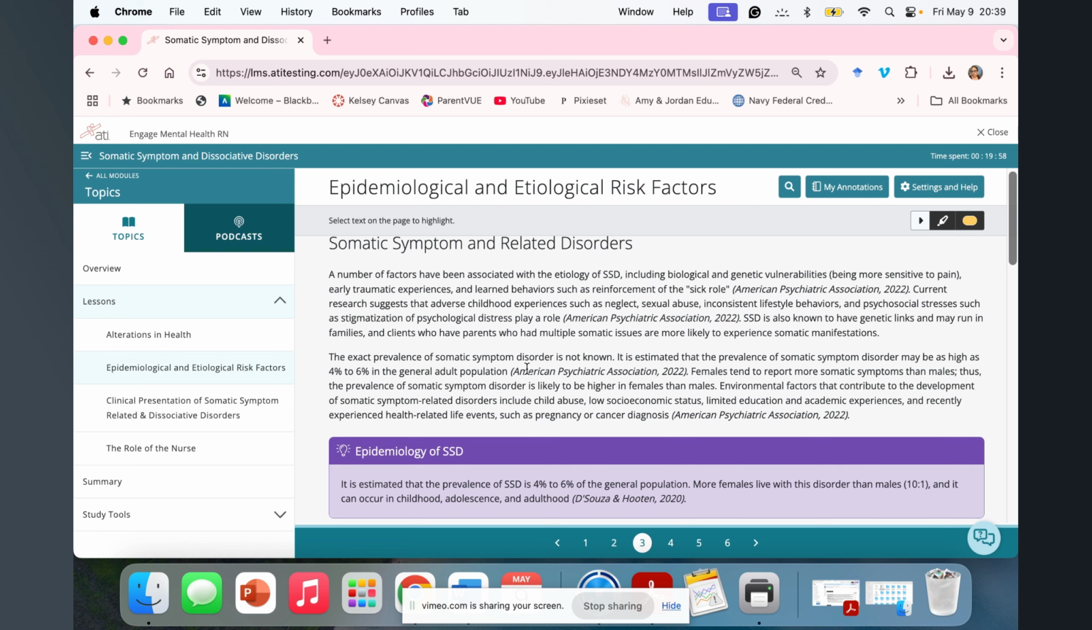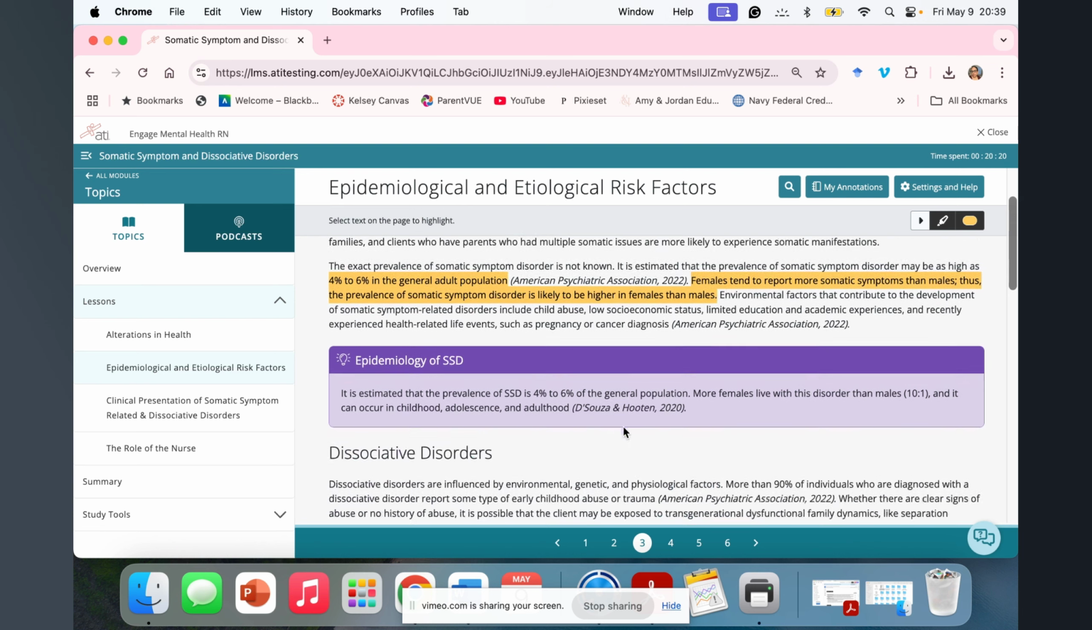So when we're talking about the prevalence of somatic symptom disorder, the prevalence is not really high. It's 4 to 6% in the general adult population. Females tend to report more somatic symptoms than males. Thus, the prevalence of somatic symptom disorder is likely to be higher in females than males, okay?